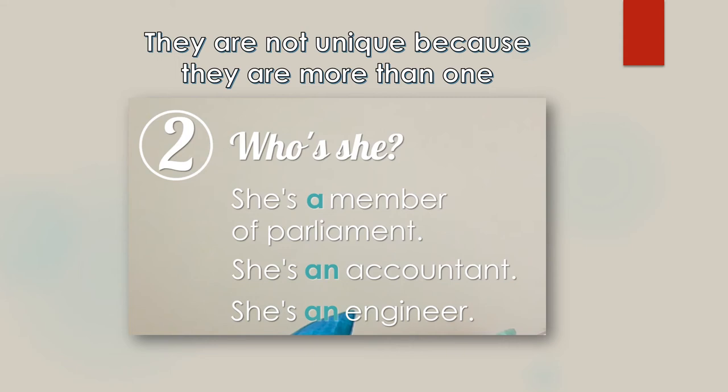Now, there is another one. They are not unique because there is more than one. Again, in this another slide, who is she? Look at this one. We use the indefinite article a and an. Why? Because they are not unique, because they can be more than one. Who's she? She's a member of parliament. How many members of parliament are there? There are a lot. She's an accountant. Is there only one accountant? No. There are a lot of accountants. She's an engineer. So when we are not talking about something specific, when we talk about general things, we use the indefinite article a or an.